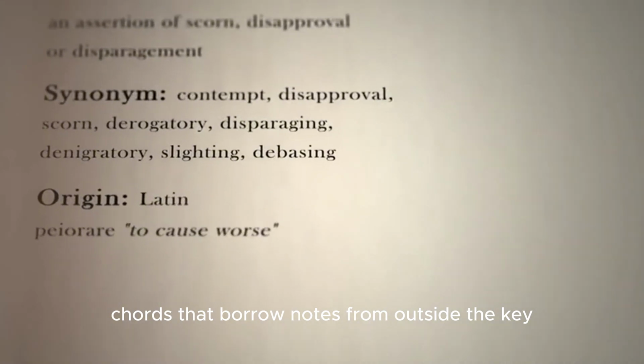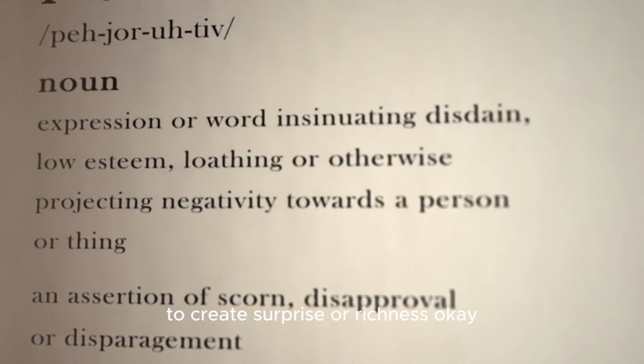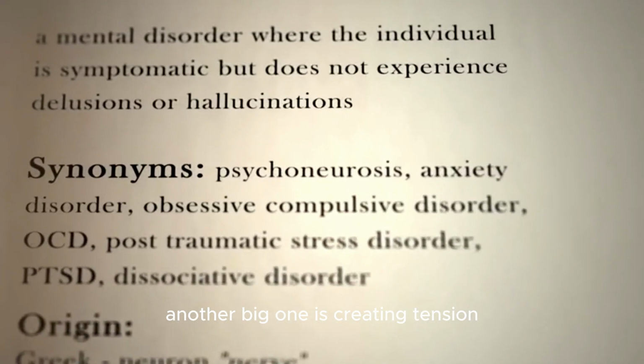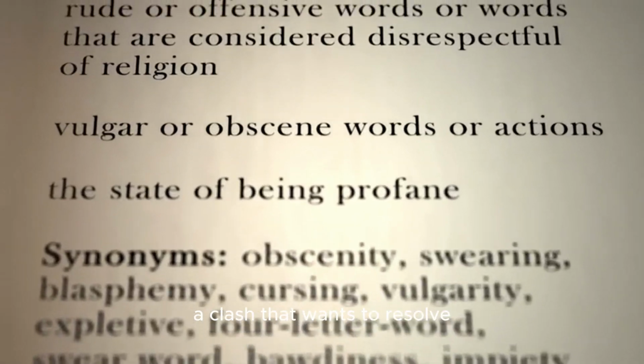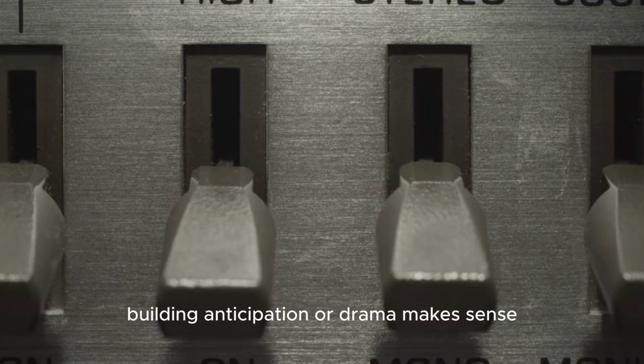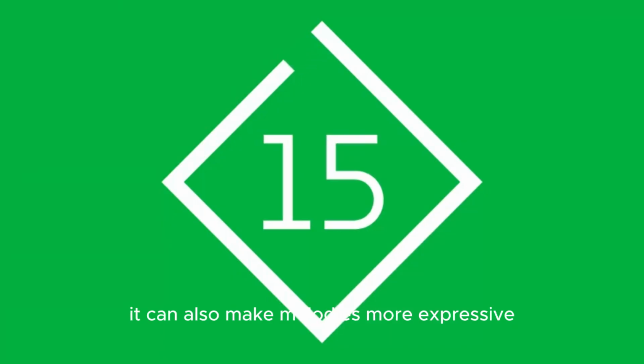Well, one is adding harmonic color, using chromatic chords, chords that borrow notes from outside the key to create surprise or richness. Okay. Another big one is creating tension. Chromatic notes often create dissonance, a clash that wants to resolve, building anticipation or drama. Makes sense. It can also make melodies more expressive, less predictable, more winding.